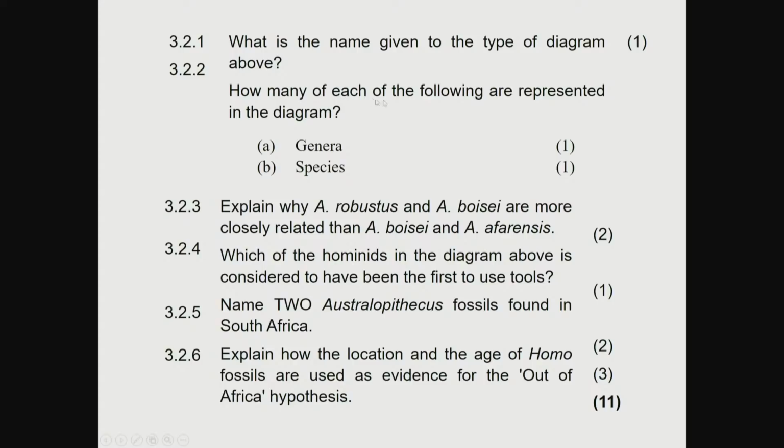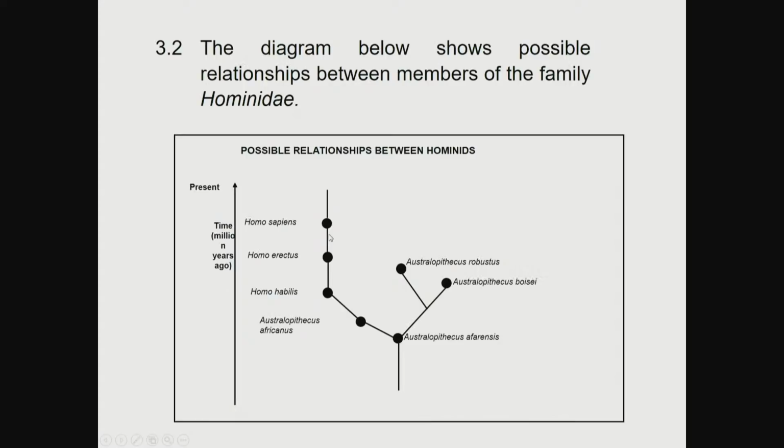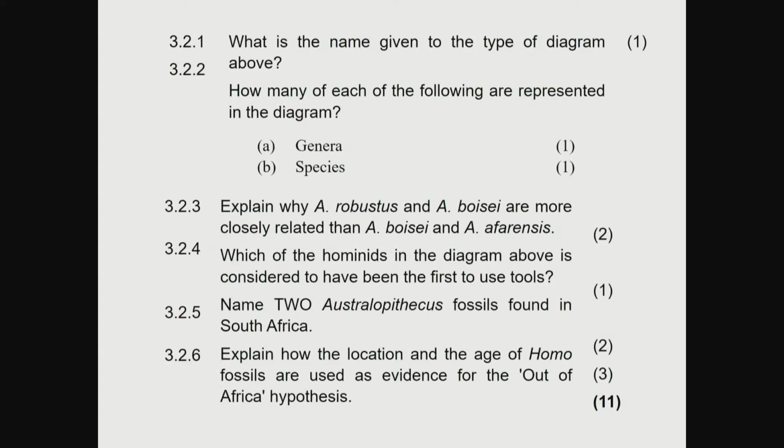How many of each of the following are represented in this diagram? Genera, species. Explain why P. robustus and P. bossii are more closely related. If we look at that one, why are they most closely related? Because they share a most recent common ancestor. And that's the type of questions that we ask.